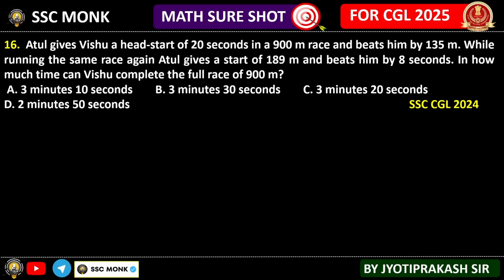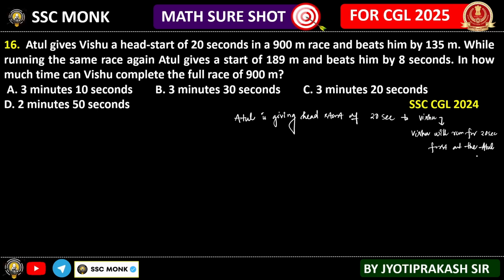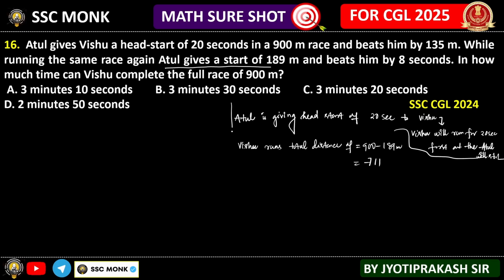Now, see, I know most of the students face this difficulty of head start and everything. Now understand this. When Atul gives a head start of 20 seconds, that means to Vishu. This means Vishu will run for 20 seconds first and then Atul will start. We consider this thing that Atul gives a start of 189 meter. That means Vishu runs a total distance of 900 minus 189 meter. Now let's solve this question.